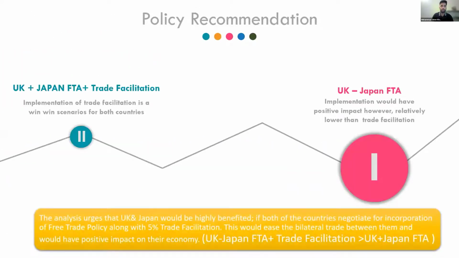What are the policy recommendations? The implementation of free trade agreement along with trade facilitation would be the first policy recommended, whereas the UK-Japan free trade agreement would be the second one, because the implication and the trade values of trade facilitation are greater than the UK-Japan free trade agreement.